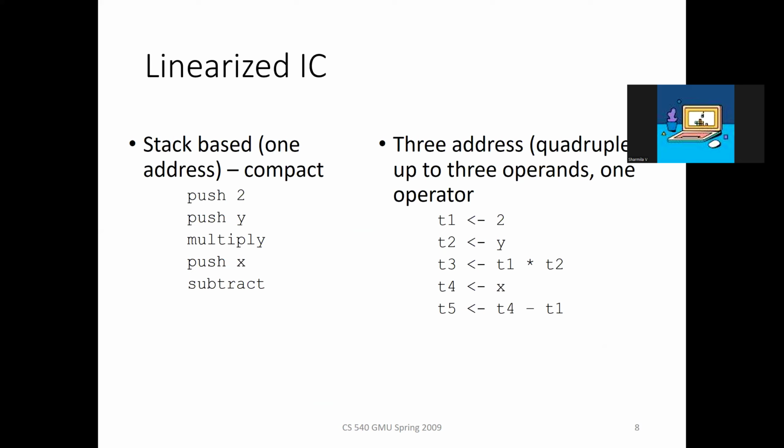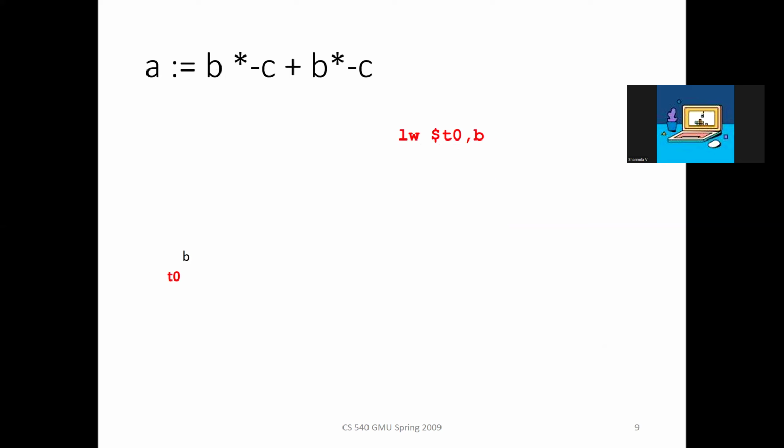Then the linearized IR: stack-based one-address code, and compact three-address code, which is the quadruple, using up to three operands and one operator. An example for the stack uses push and pop, multiplying the values and subtracting, so we perform operations using stack push and pop. For three-address code we use a quadruple. Quad means four: three operands and one operator. We use it to write three-address code.